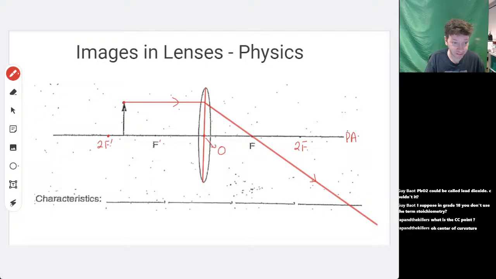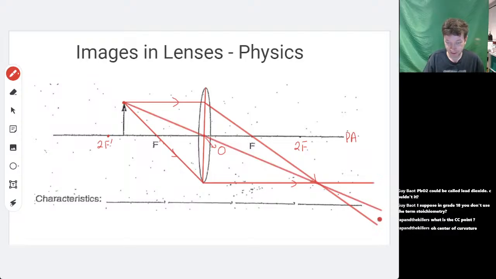The second one goes through f prime. We're just barely hitting the lens here, and then parallel to the principal axis. So there's our second one. And if you need to, your third one goes directly through your optical center without refracting. Oh, this one worked so much better than the last one. Now you don't need to do all three. You only need to do 2 of the 3 because you're just looking for where those refracted rays intersect. So in this case, our image is here.